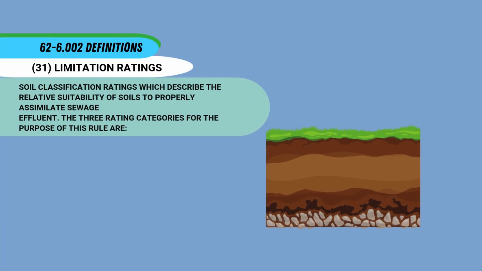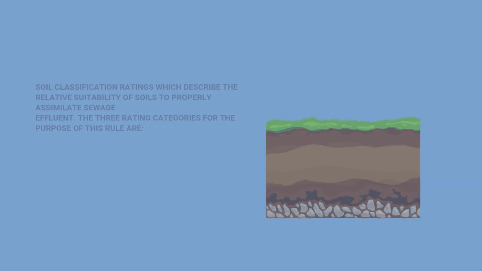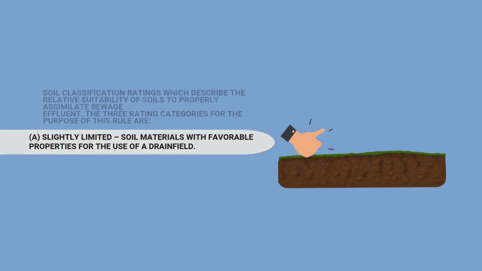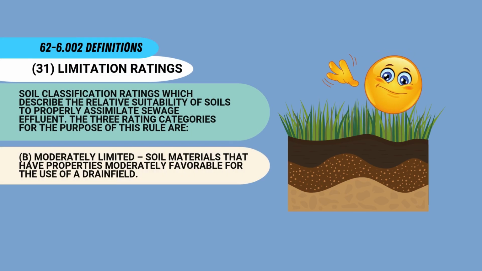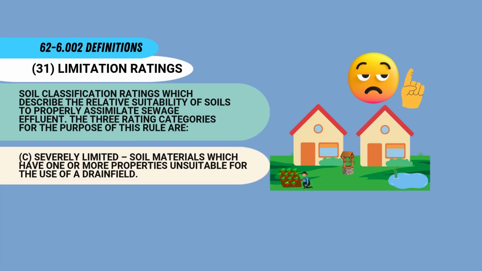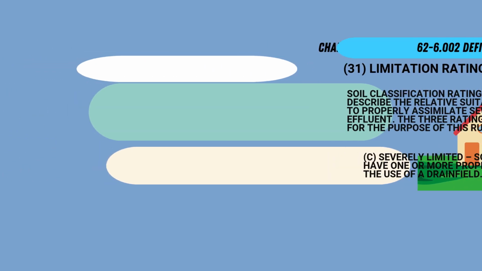Limitation ratings. Soil classification ratings which describe the relative suitability of soils to properly assimilate sewage effluent. The 3 rating categories for the purpose of this rule are: a. Slightly limited, soil materials with favorable properties for the use of a drainfield. b. Moderately limited, soil materials that have properties moderately favorable for the use of a drainfield. c. Severely limited, soil materials which have one or more properties unsuitable for the use of a drainfield.